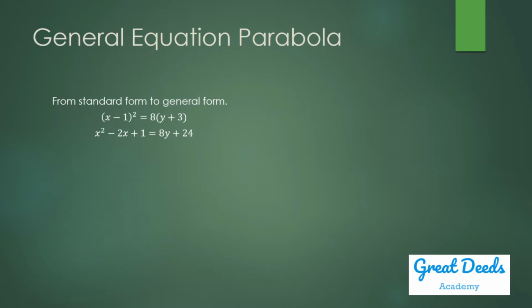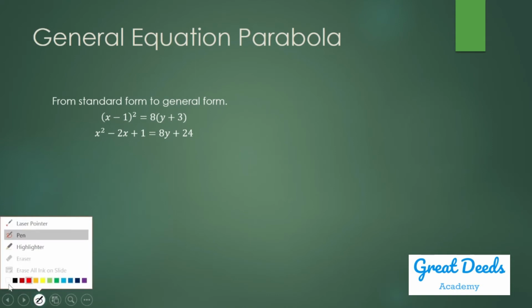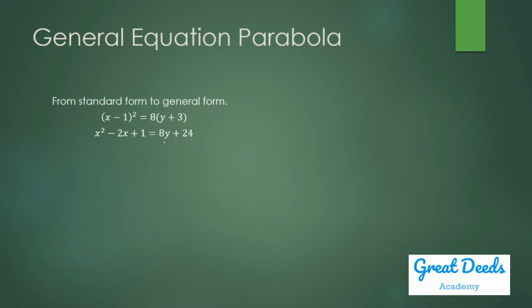Okay? So the square of x minus 1, when you expand it, is going to be x squared minus 2x plus 1 is equal to 8 times y plus 8 times 3, which is 24. And then we collect all the terms to one side of your equation. And it's going to be, okay, 1 minus 24 is negative 23. So this is the equation of this parabola in general form. This is how the general equation for a parabola is going to look like.